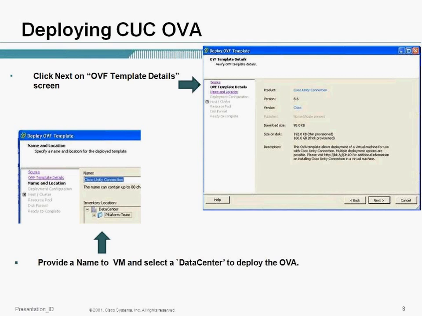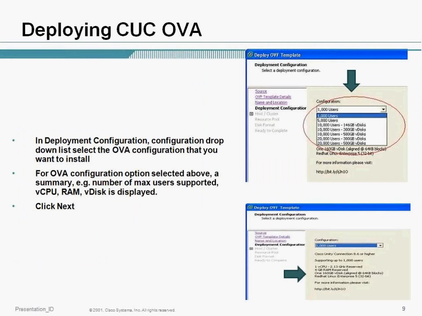Now in the deployment configuration, you can choose from one of the following configurations, like a 1,000 user configuration or a 5,000 user configuration. You can select from 3 of the 10,000 user configurations and 2 from the 20,000 user configurations. Now click the Next button. Now you need to select the data center.